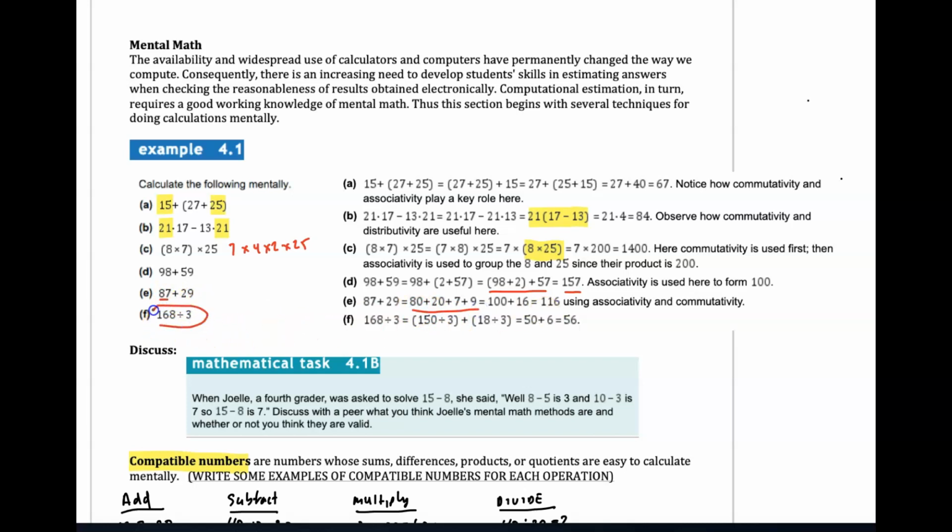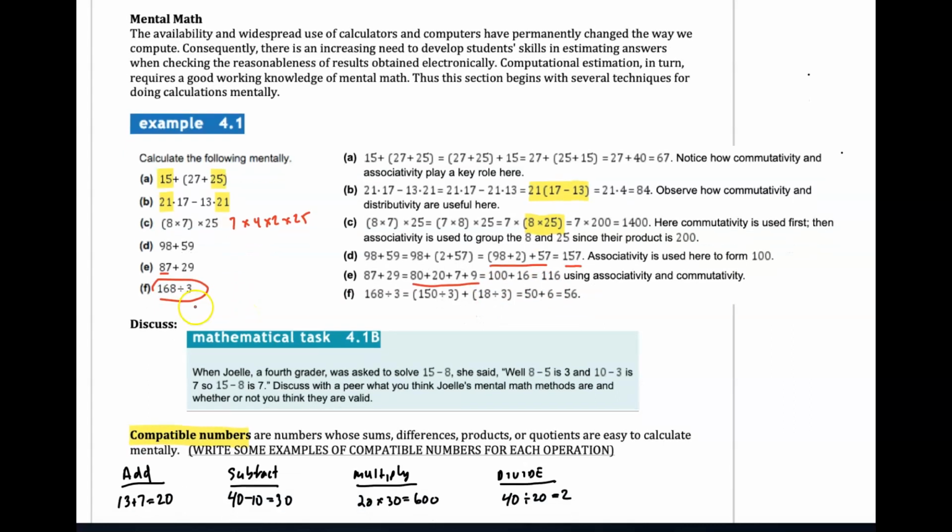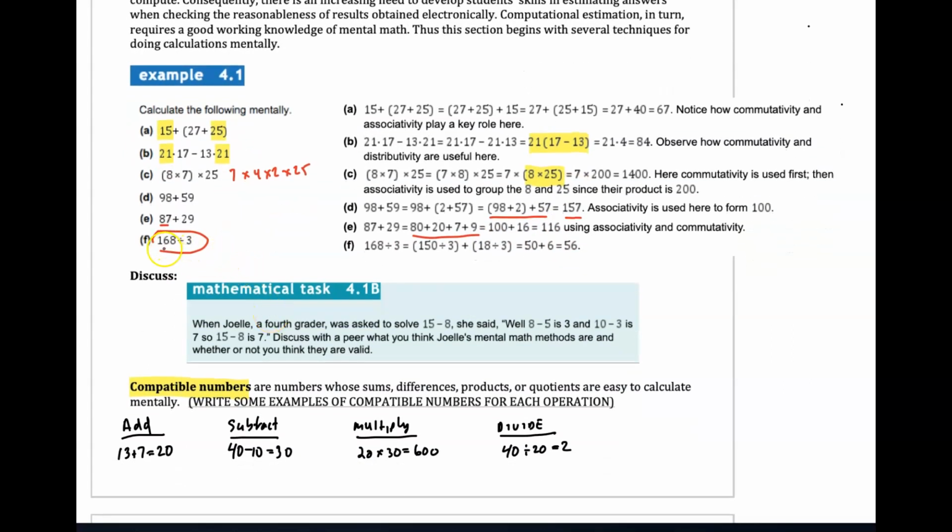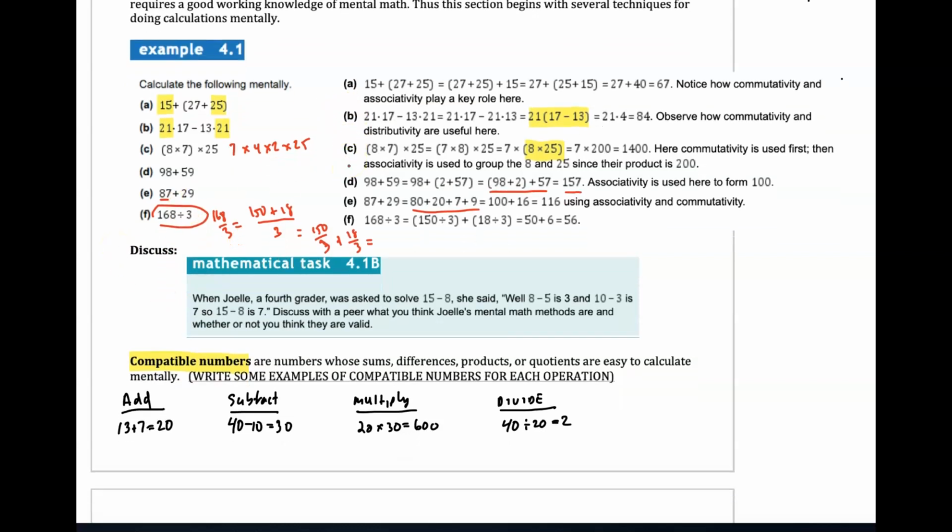The division one's always an interesting one for students. You look at 168 divided by 3, and so notice that was broken up. I'm going to write it as a fraction so you can see this better, but 168 divided by 3 is the same thing as 150 plus 18 divided by 3. And then what we remember from fractions, that's the same as 150 divided by 3 plus 18 divided by 3, and that's where you get your 50 plus 6. So that's another way to think about that right there. And so that's example 4.1.